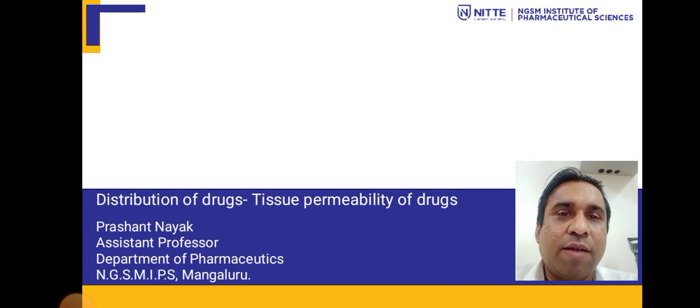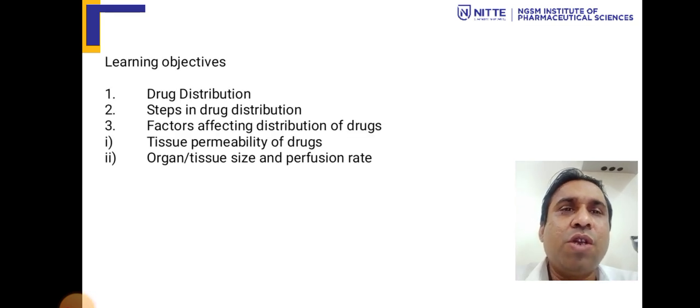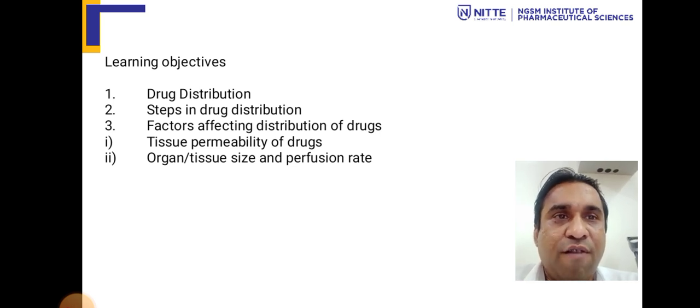Myself Prashant Nayak, Assistant Professor, Department of Pharmaceutics, NGSM Institute of Pharmaceutical Science, Mangalore. So what are the learning objectives of today's topic? Drug distribution. Steps in drug distribution we will learn. Factors affecting distribution like tissue permeability of drug, tissue size, perfusion rate. These all things we are going to learn in today's module.